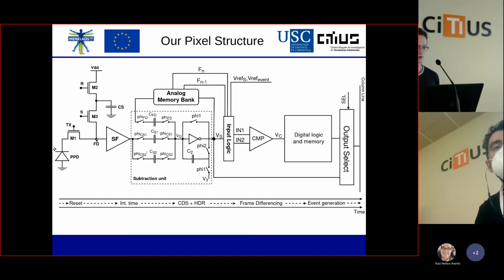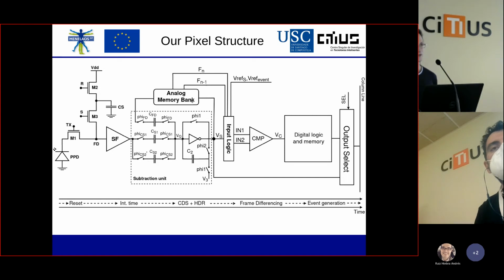The floating diffusion point is buffered by a source follower. This is typical for 4T APS, and we use 4T APS as a base. So as I said, we need to do frame differencing and correlated double sampling. For that, we will need a subtraction unit. Correlated double sampling is basically a subtraction operation, and so is frame differencing. So this is a test with subtracting voltages.